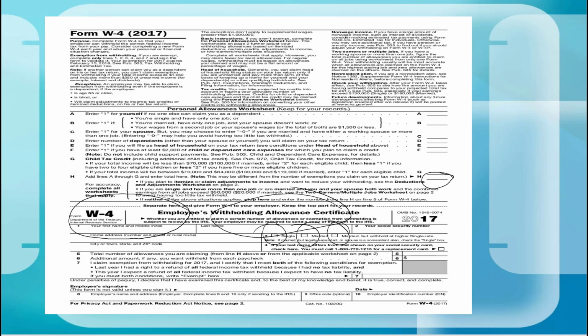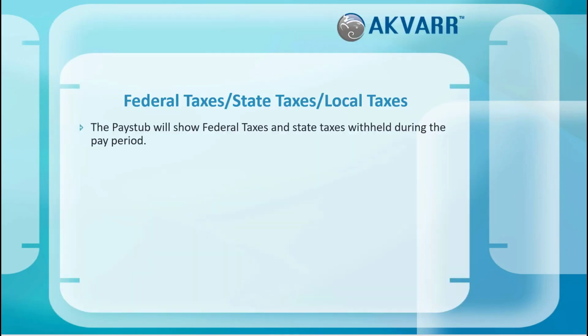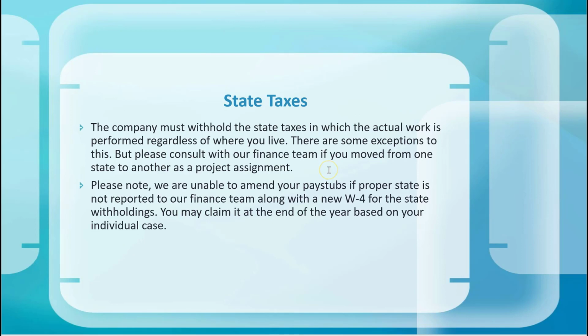So this document informs the company how to withhold the taxes in your particular situation. The pay stub will have federal taxes, state taxes, and local taxes during that pay period that you'll be liable to pay. The company must withhold the state taxes in which the actual work was performed, regardless of where you live. There are some exceptions to this, but please consult with our finance team if you've moved from one state to another as a project assignment, which is long-term or short-term.